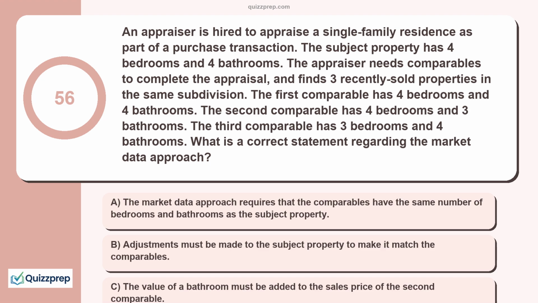The first comparable has 4 bedrooms and 4 bathrooms. The second comparable has 4 bedrooms and 3 bathrooms. The third comparable has 3 bedrooms and 4 bathrooms. What is a correct statement regarding the market data approach?